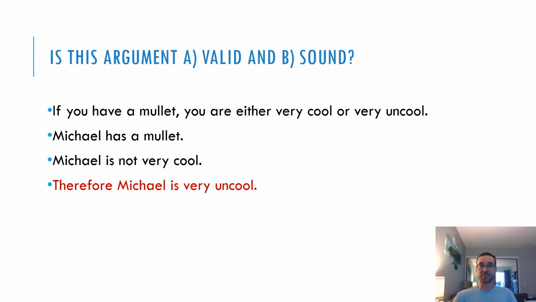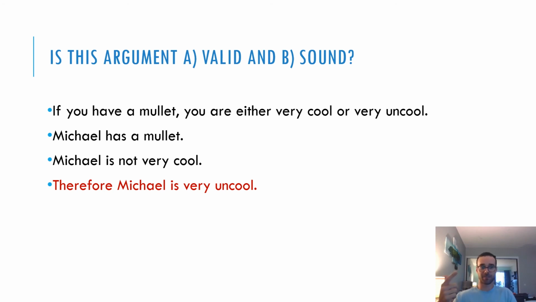So if you answered that this argument is valid but unsound, you are correct. The structure of this argument is good. It highlights that if you have a mullet, you are one of 2 things, either very cool or very uncool. And then it expresses the idea that Michael in fact does have a mullet. So now, Michael is very cool or uncool. I eliminate Michael being very cool. So I'm left with the idea that Michael is very uncool. Accepting these premises guarantees me the conclusion.